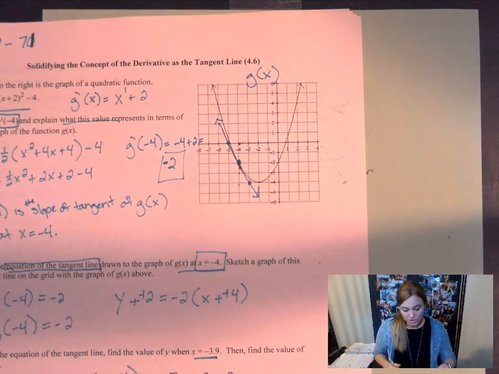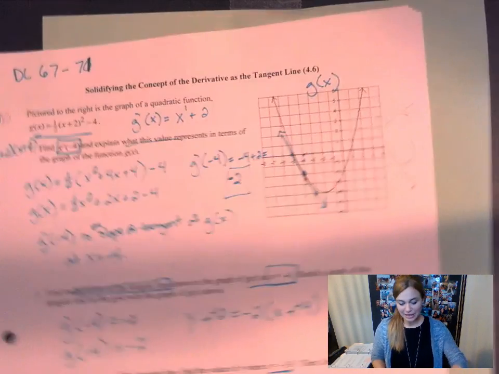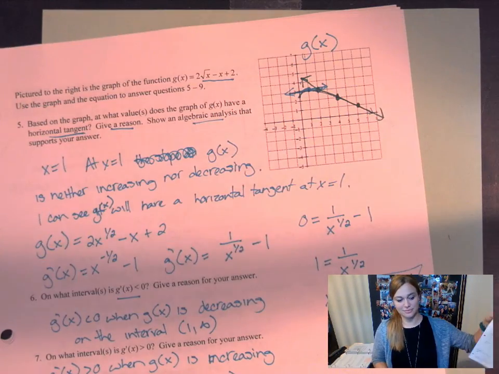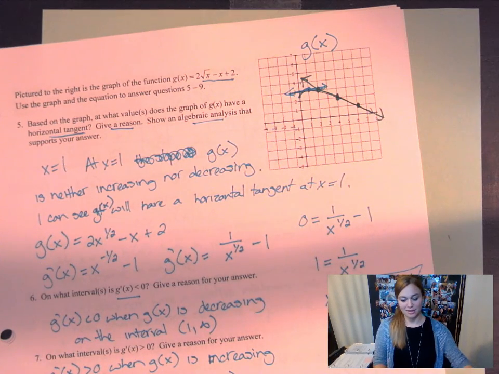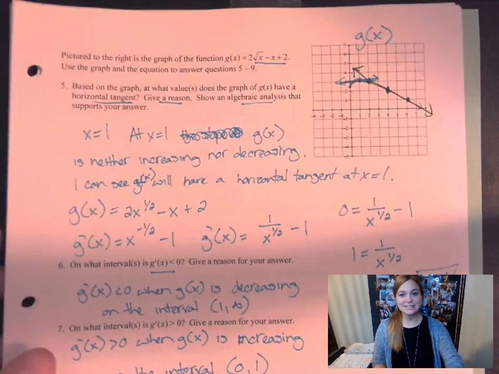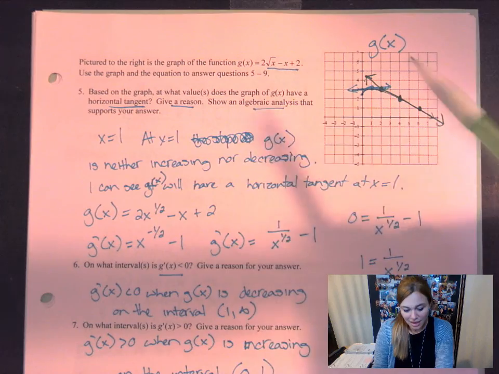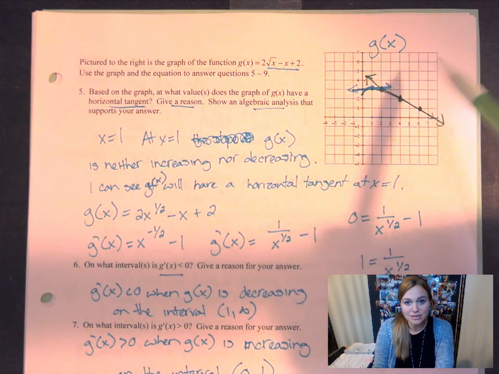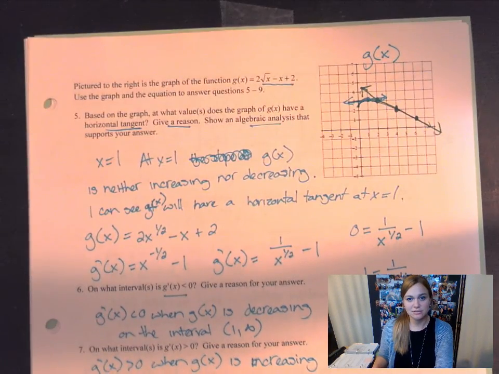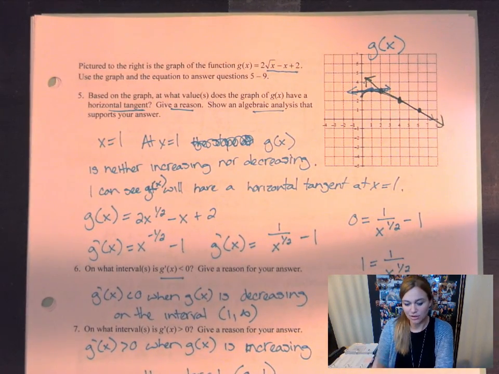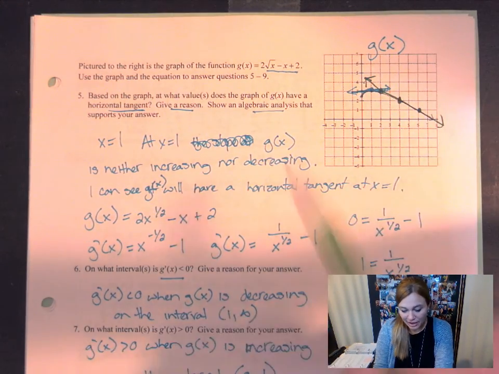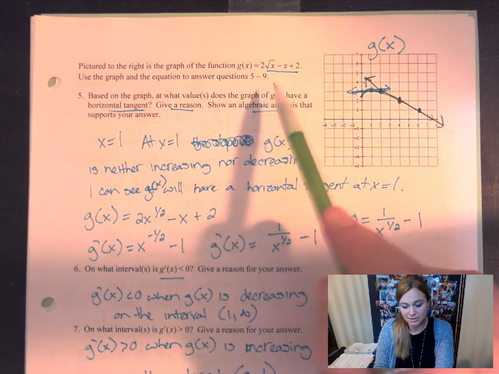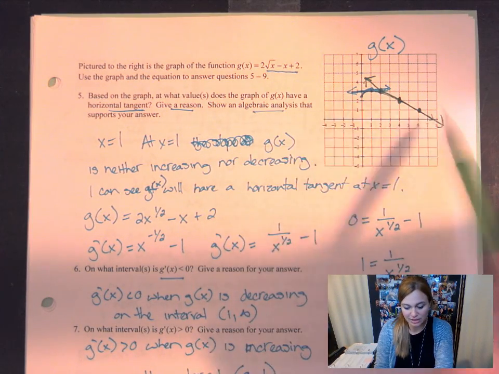Okay, so moving on, next page. On page 68, pictured to the right is the graph of the function g of x. So here it is, g of x. Oops, this is kind of crooked. There we go. I want to label it. And again, I know what the function is, but that's okay. I've just got this graph to the right.